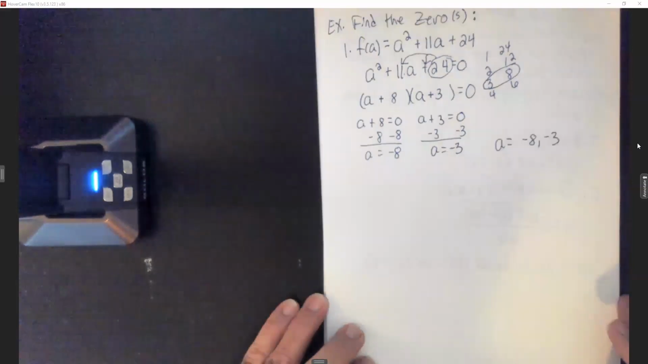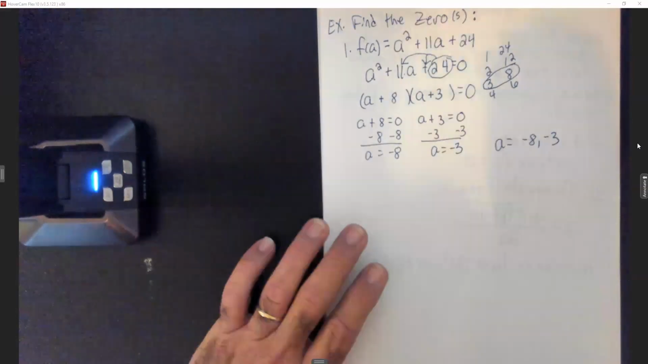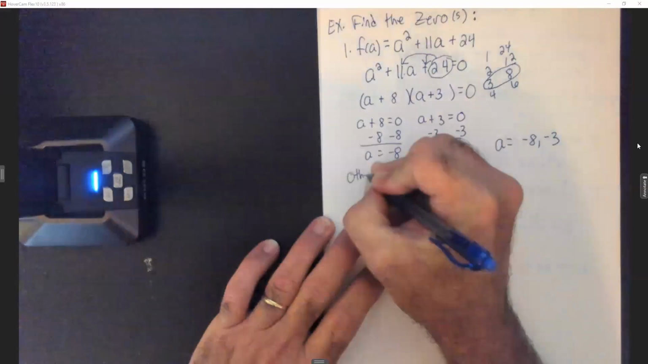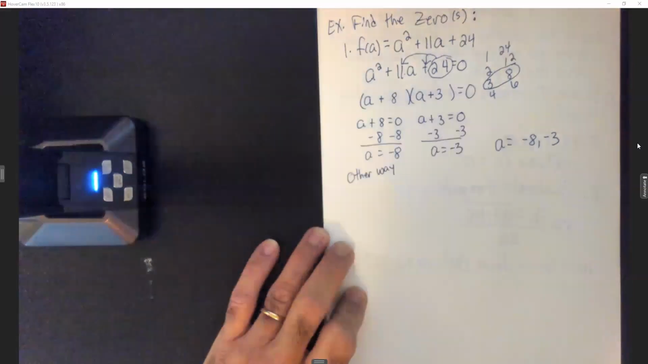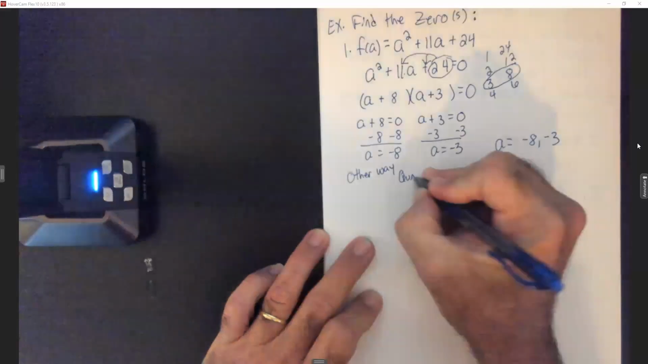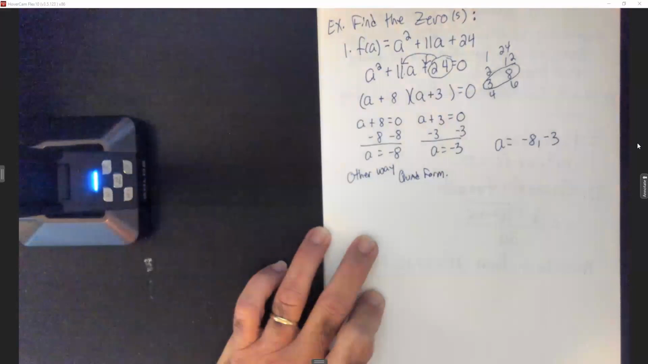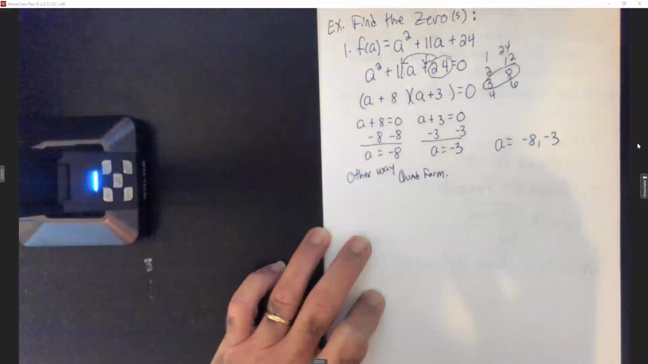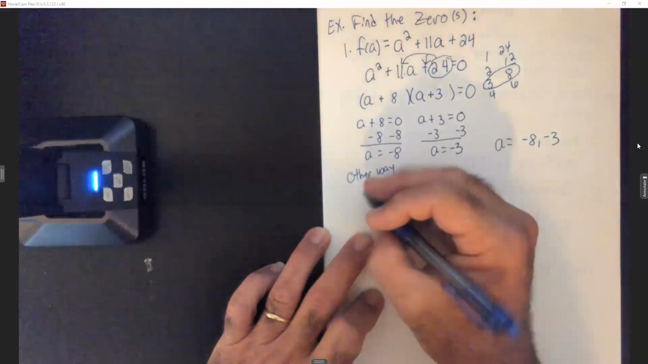Now, if you are weak on your factoring, we're going to do it the other way, which is with the quadratic formula. Okay? So you don't have to do it both ways, but you do got to pick one way or the other. So I would still take it and set it equal to 0.